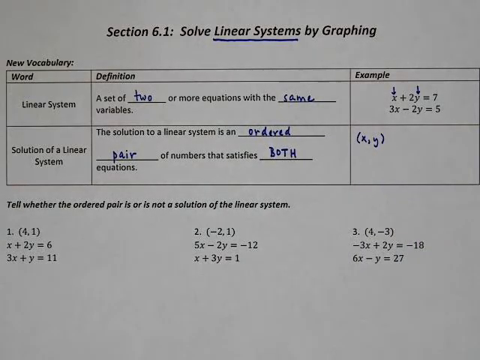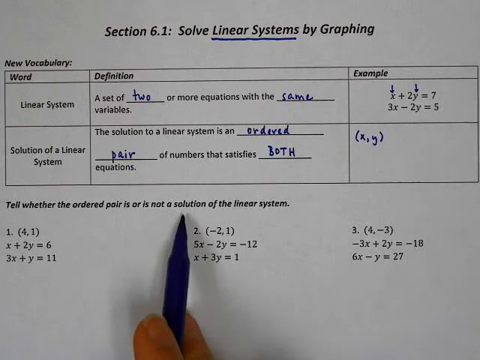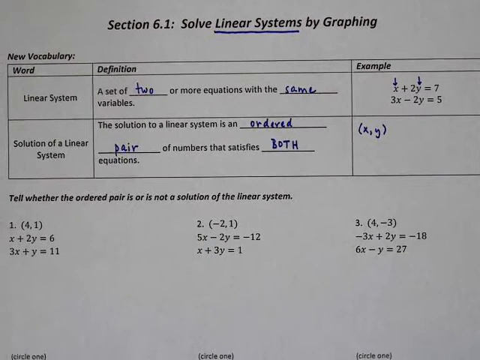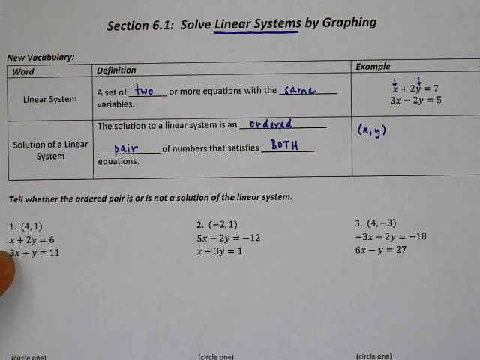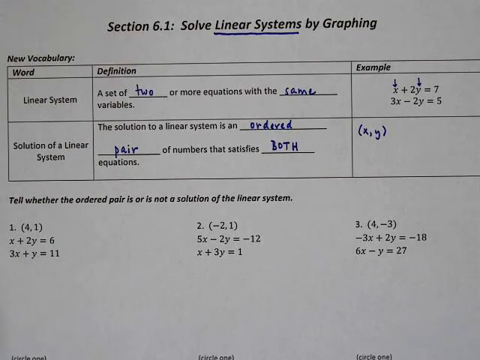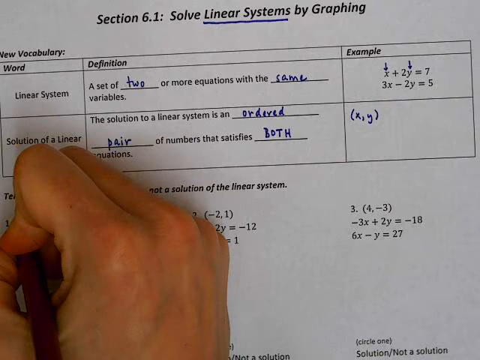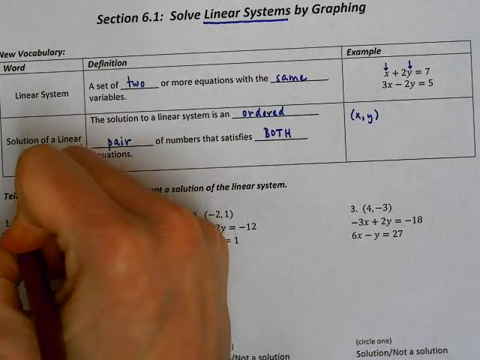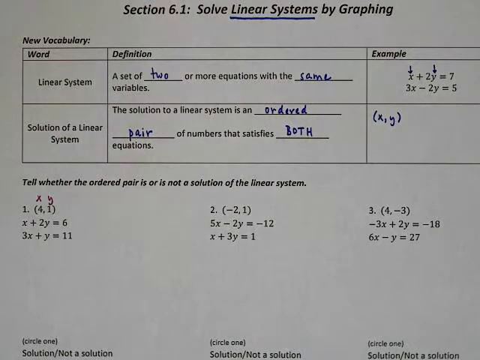So the first thing we need to be able to do is to tell whether an ordered pair is or is not a solution. You can see here they've given us an ordered pair and two linear equations. And we have to see if that solution makes both of these equations true. We know in our ordered pair, we have an x and a y coordinate. The x is always first and the y is always second.